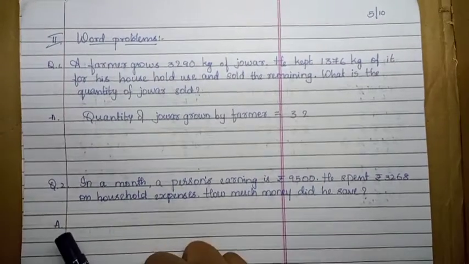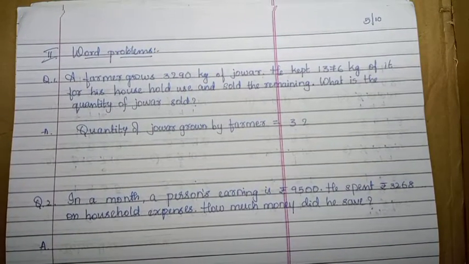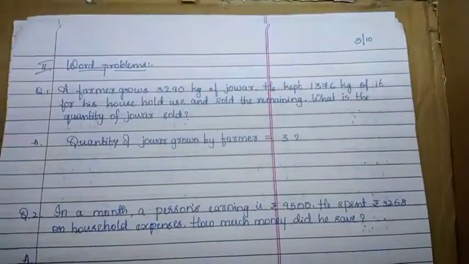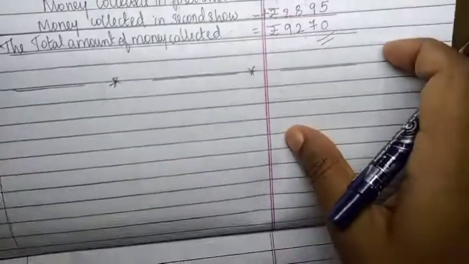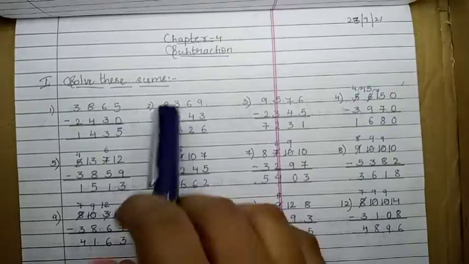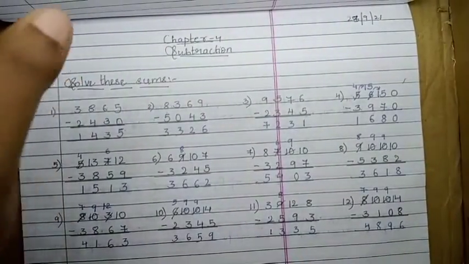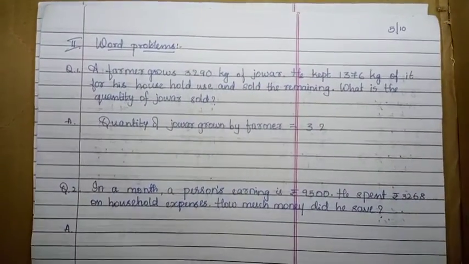Good morning, children. In today's class, we'll be continuing with our chapter number 5, subtraction, and in that, we'll be continuing with word problems. In last class, we learned how to solve subtraction problems without borrowing and with borrowing, right, children? Remember, 4-digit numbers without borrowing and with borrowing. Now, we'll be starting with subtraction, that is word problems.